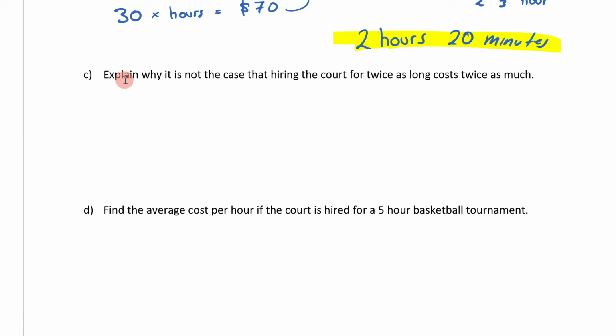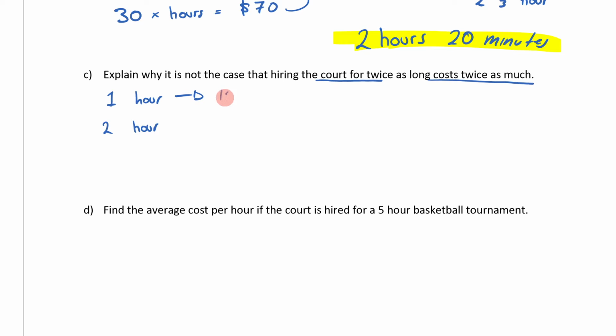Next bit. Explain why it is not the case that hiring the court for twice as long costs twice as much. Okay, again, what you should do here is give yourself an example. So for instance, we're explaining why it's not the case that hiring the court for twice as long costs twice as much. So let's imagine 2 scenarios. Let's imagine hiring the court for 1 hour, and let's imagine hiring the court for 2 hours. So that's twice as much time. We're going to see if the price doubles.